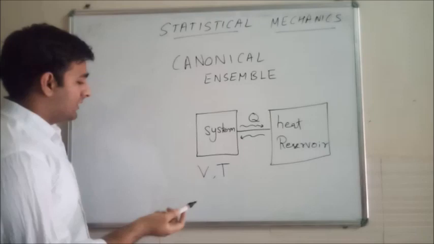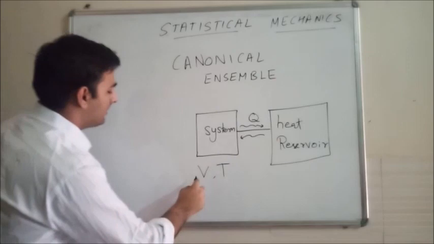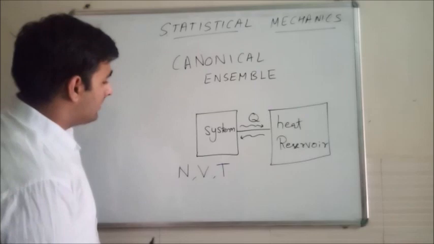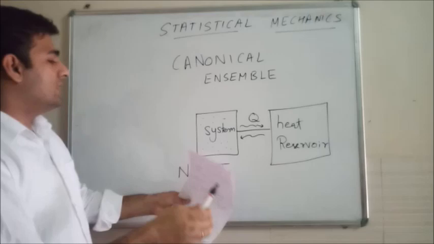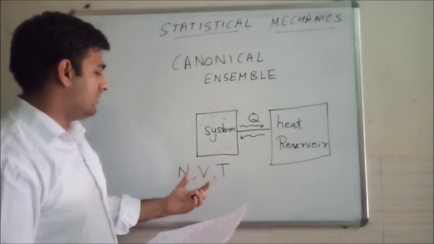Since it is not exchanging particles, we will isolate it. So that's a canonical ensemble, with a fixed number of particles in the volume. And when thermal equilibrium is reached, the system has a specific temperature.